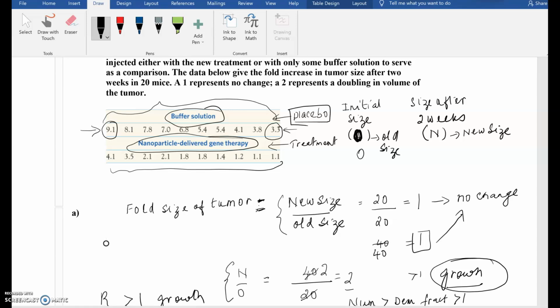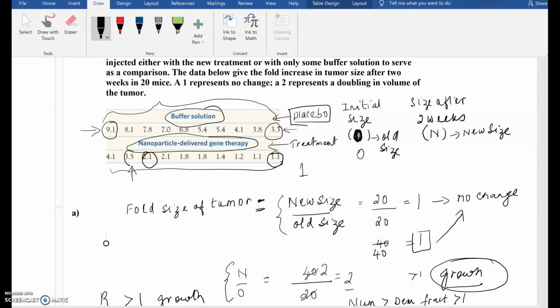In the nanoparticle delivered gene therapy, notice that most of the numbers were between 1.1 and let's say 2.1, which means at a minimum there was almost no growth. No growth is 1. This is slightly larger than 1. So it was almost no growth, or at the worst, the tumor has tripled in size. But when you compare it to the placebo group, you'll notice that if you did nothing, then things would have been worse, which means that the treatment is at least controlling the size of the tumor.